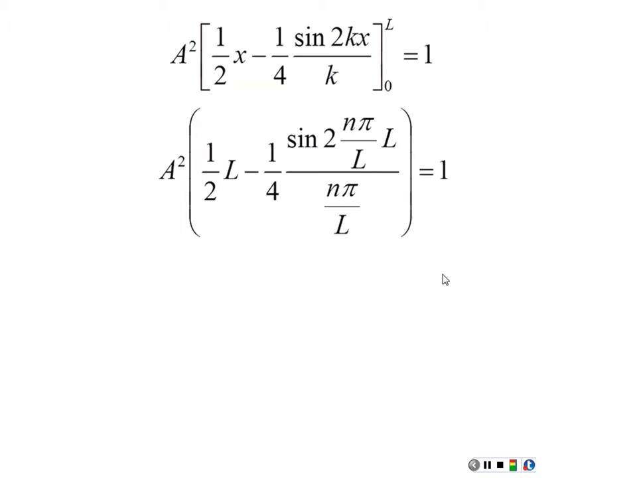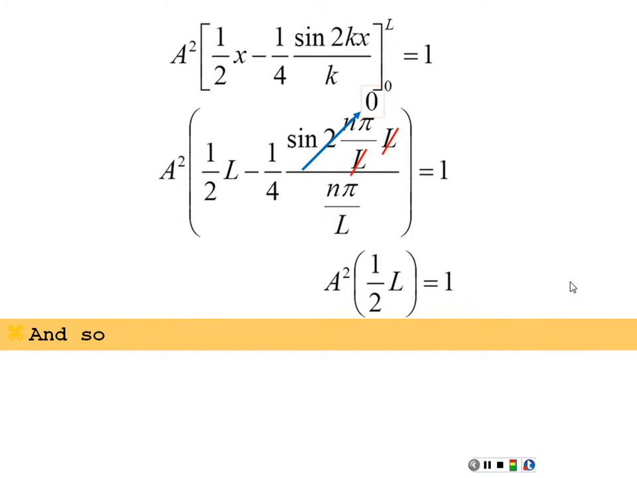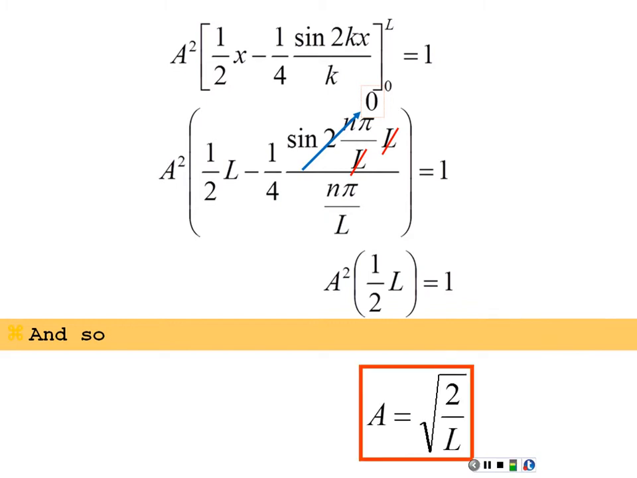Well, if I put the L in there for our x, and I substitute in for k, which is n pi over L, in the numerator here our L's will cancel out, and we're going to end up with sine of 2n pi. And the sine of 2n pi is going to be 0, because n is an integer. So this whole second term will be 0. And we are now left with A squared times 1/2 L equals 1. Solving for A, bringing the 2 and the L over to the other side, taking the square root, I have A is equal to the square root of 2 divided by L.